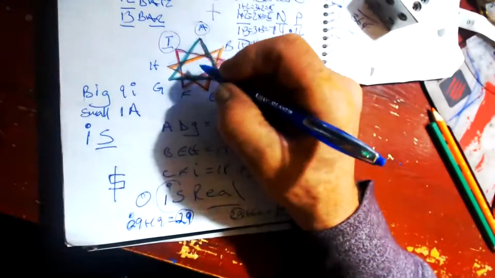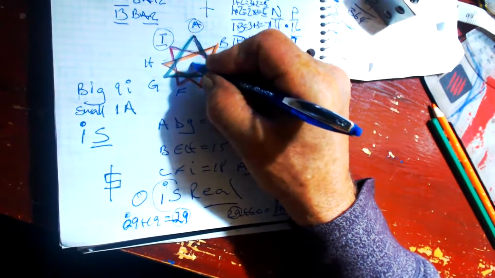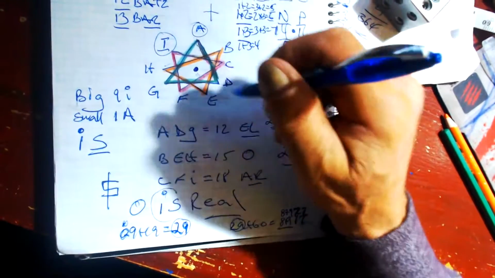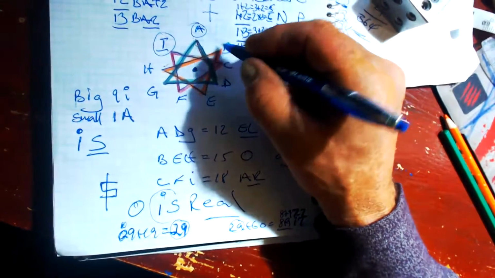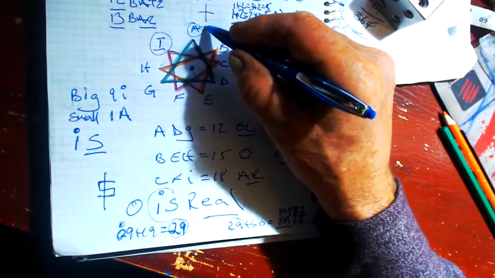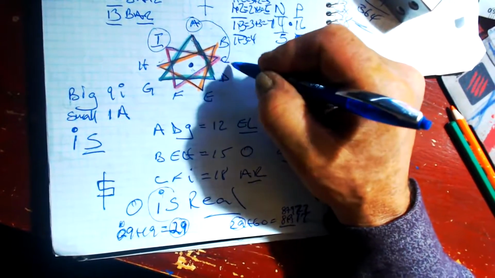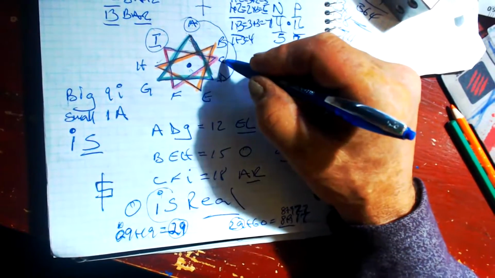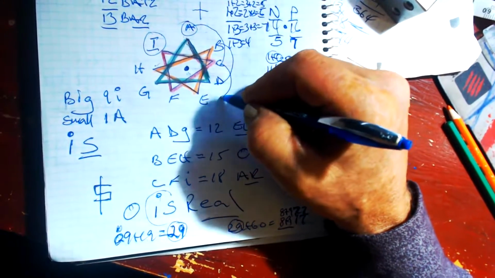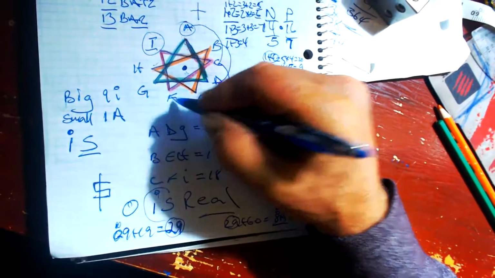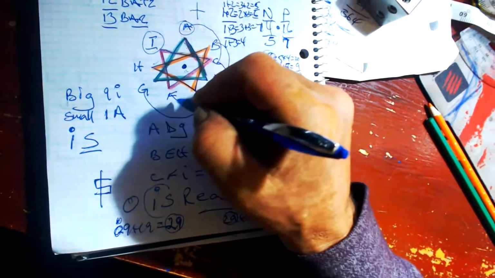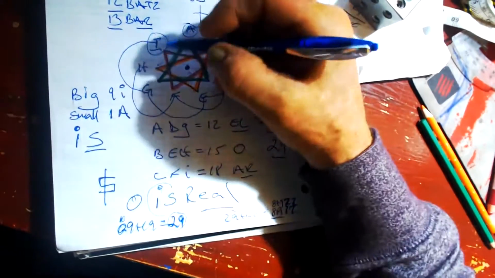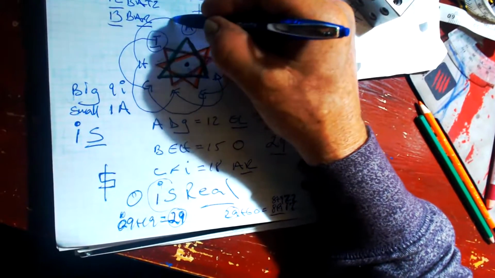So this is how the rotation goes of 369. Now, how can I divvy this up? Right? It's every second one. So I go from A to C. I go from B to D. I go from C to E. I go from D to F. I go from E to G. I go from F to H. I go from G to I. I go from H to A.